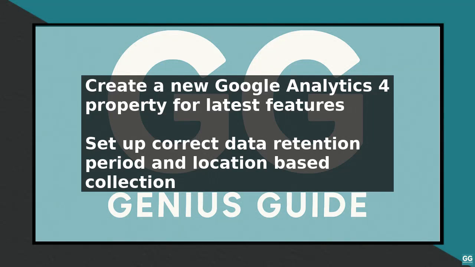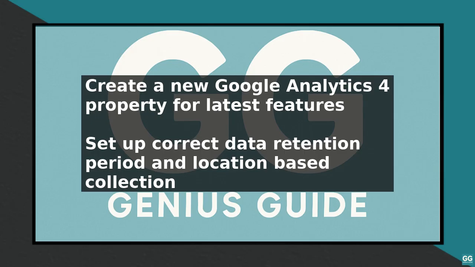To optimize your Google Analytics 4 setup, start by creating a new property in the Google Analytics admin section. This will give you access to the latest features and capabilities. When setting up your property, make sure to select the correct data retention period and choose whether to enable or disable data collection based on user location.